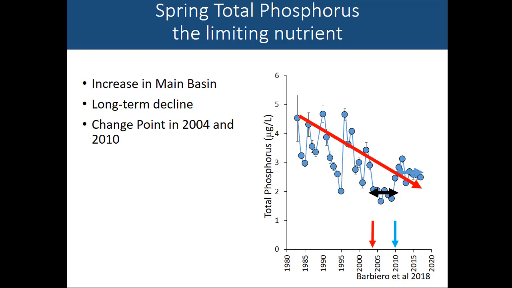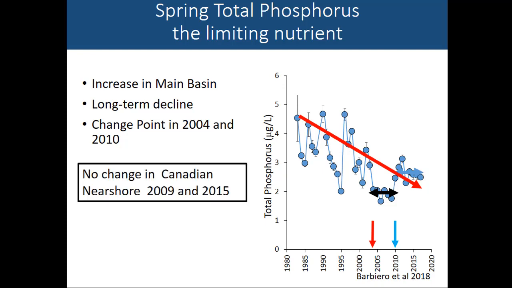I'm also doing something called change points. I'm interested in if there are significant changes in the data series at a particular time. And here there is a significant decline around 2004 and a significant increase again in 2010. That will come up because we're going to collect a lot of significant change points around that time period, 2003 to 2005. And I just wanted to discuss those a little bit in the end. In the Canadian nearshore, we see no change between 2009 and 2015 in spring total phosphorus.